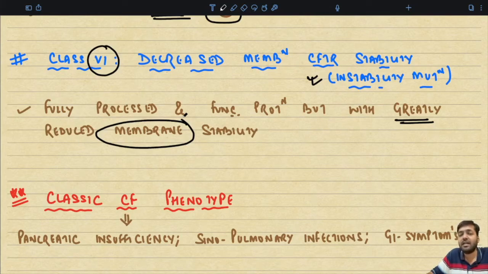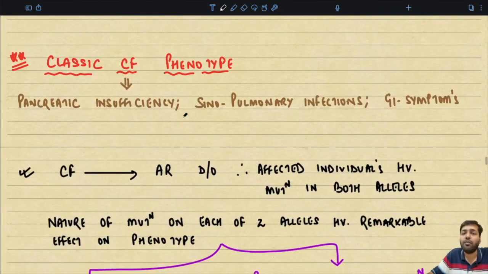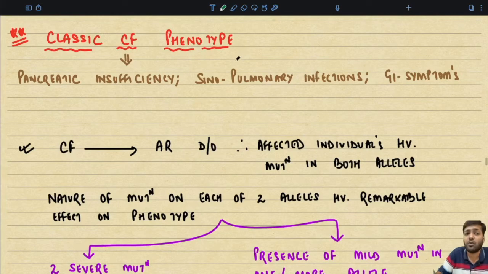Now, having discussed the mutation spectrum in detail, let us understand a few important concepts. What is the classic cystic fibrosis phenotype? If there is classic, there will be atypical, or non-classic, cystic fibrosis as well. First we are going to understand the classic variety of cystic fibrosis phenotype. Classically, they present with a triad of pancreatic insufficiency, sinopulmonary infections, and gastrointestinal symptoms.